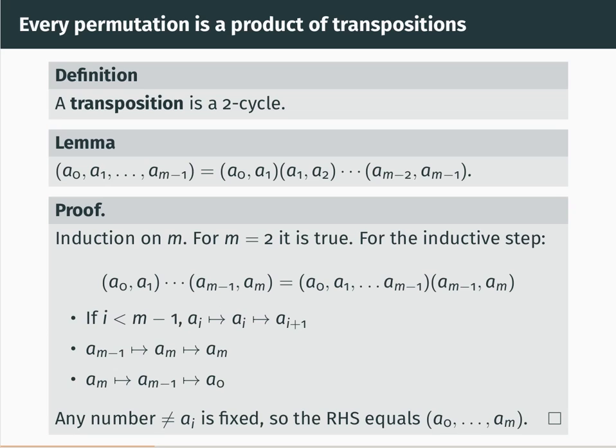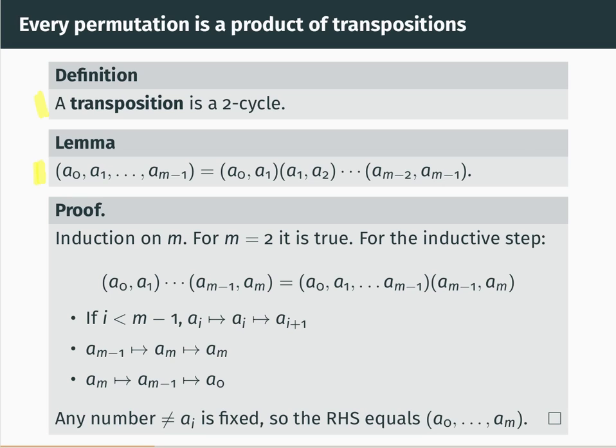So to begin with, we're going to define a transposition to be a two-cycle. It's just another word for a two-cycle. So a permutation which swaps two different things, i and j, and leaves everything else alone. And we now have the following lemma, which tells us that every cycle can be written as a product of transpositions in a particular way.